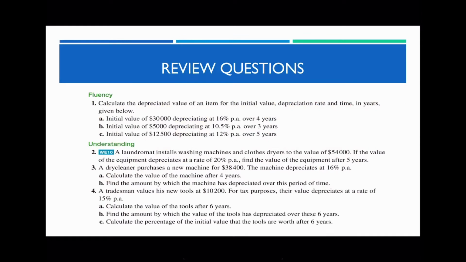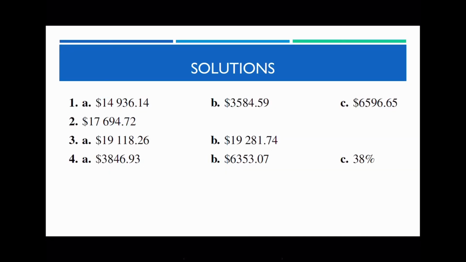On this slide, I've got questions that are just related to reducing balance depreciation. And notice in this case, it doesn't really say anything about flat rate or reducing balance. As I said, this is all related to reducing balance because it doesn't say anything else at all. So always assume in these cases that it's reducing balance. And if you've done this successfully, these are the answers.